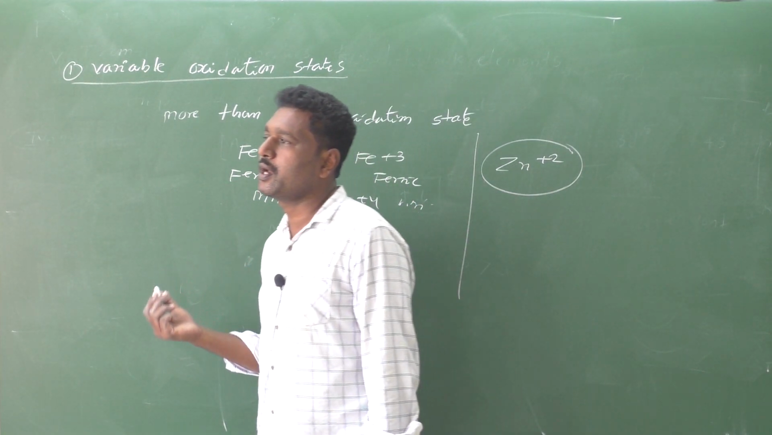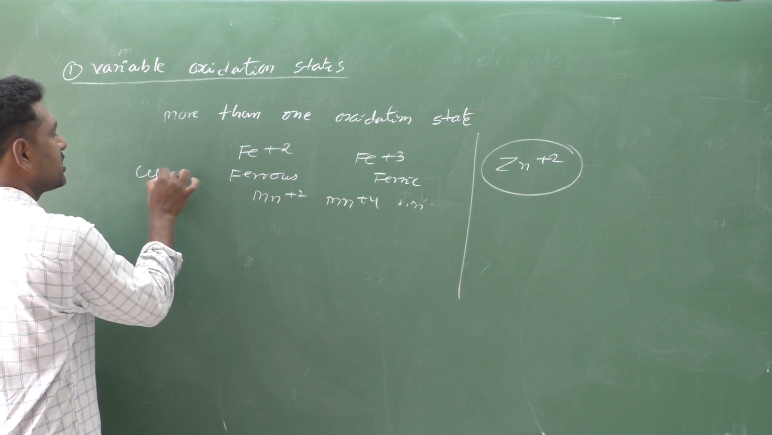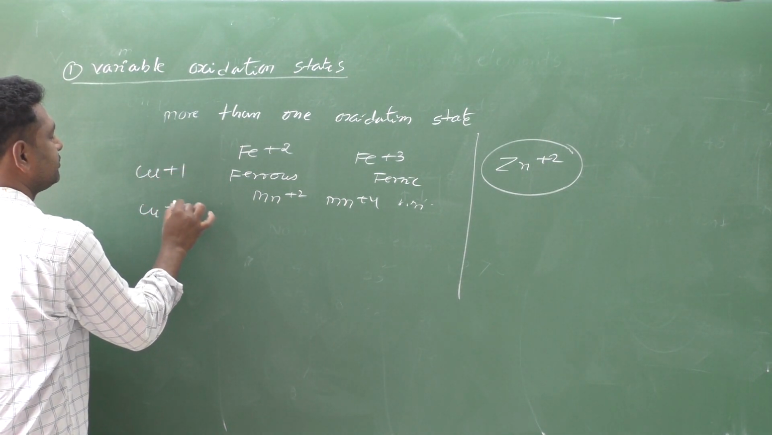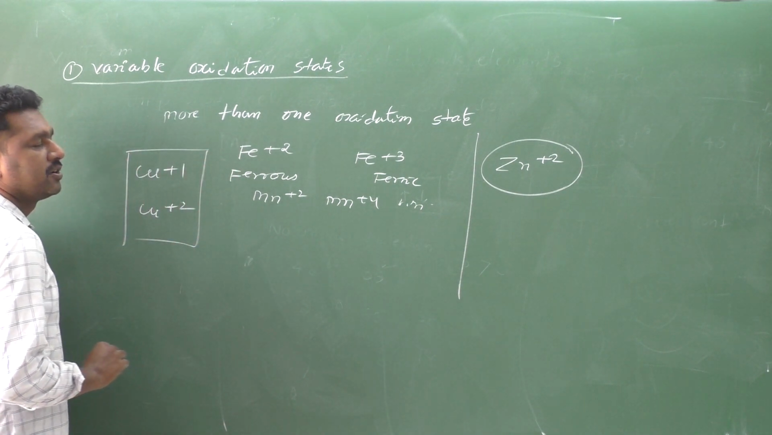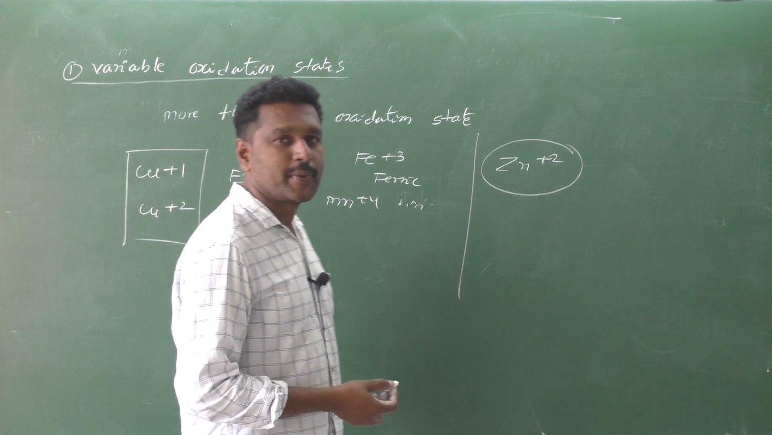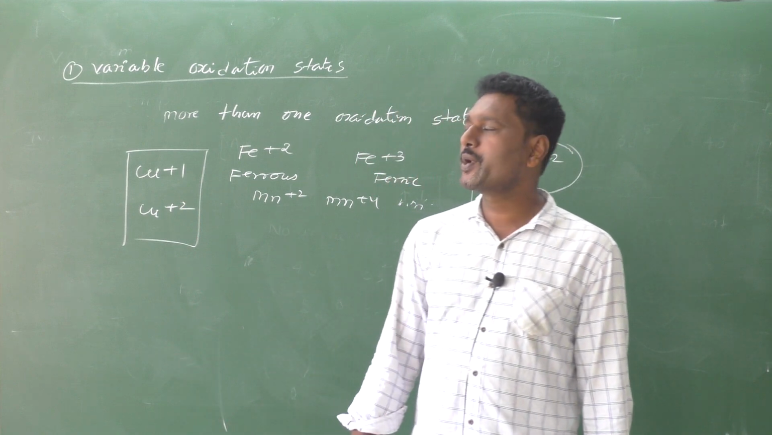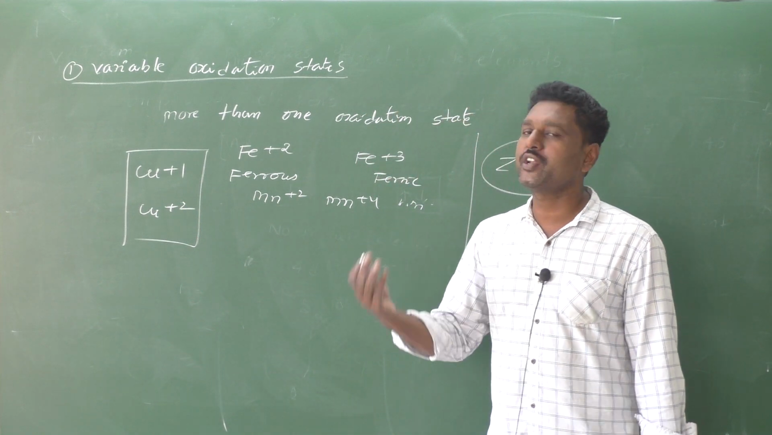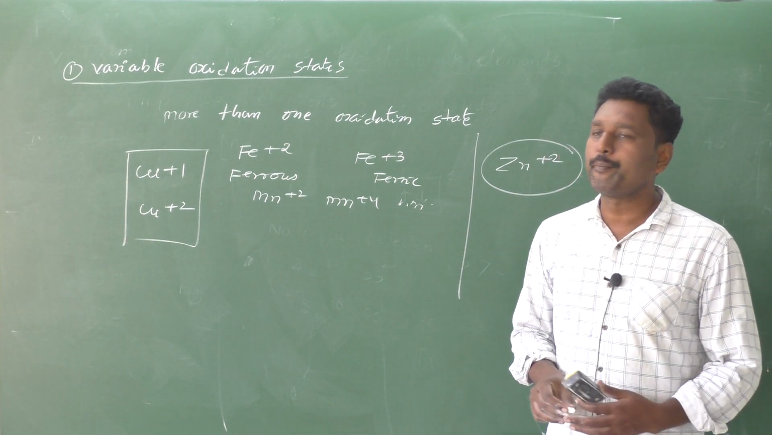Iron gives ferrous and ferric, where ferric means Fe plus 3. Copper gives cuprous and cupric ions. So more than one oxidation state is one of the transition properties.